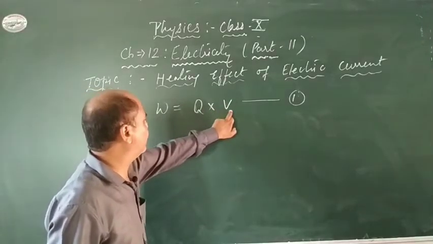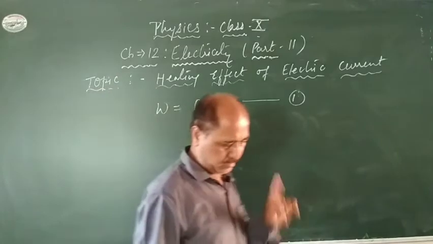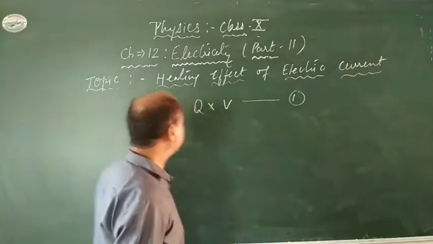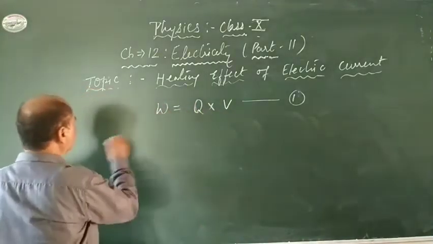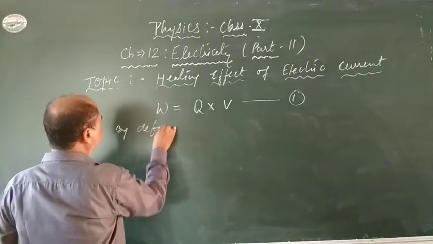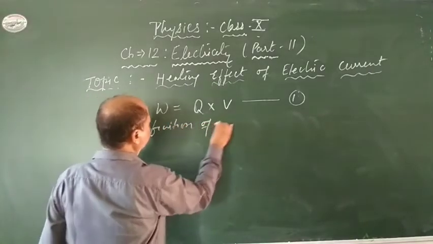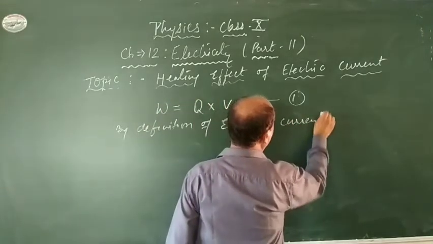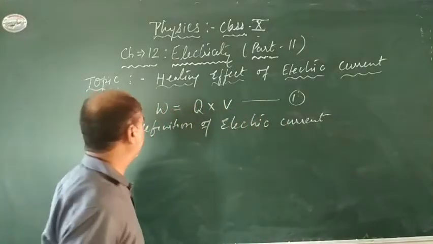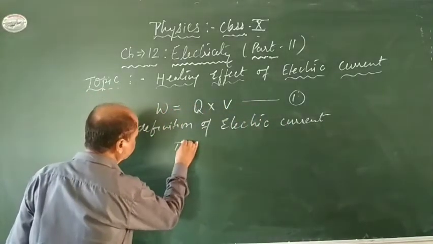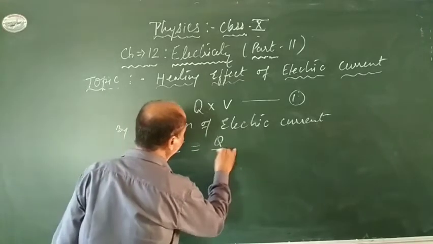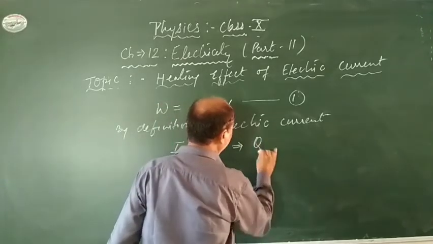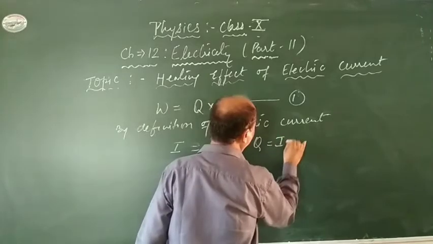Earlier we studied V equals W by Q in our first and second videos, which were based on electric potential and potential difference. So work done we obtained. Now, by the definition of electric current, what is the definition of electric current? Rate of flow of electric charge in unit time, represented by I equals Q by T. So Q is equals to I into T.